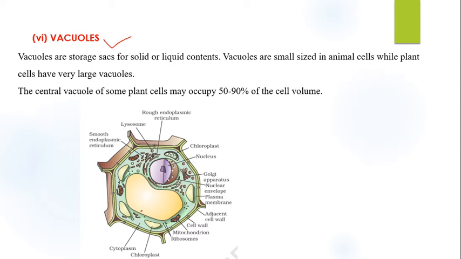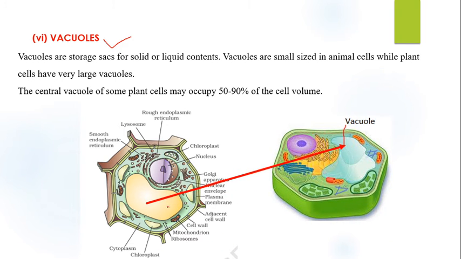You can see here the structure of the plant cell, and this is the cell wall. Clear? And this is the nucleus, and with the nucleus there is the endoplasmic reticulum, and with the endoplasmic reticulum there is attachment of the Golgi apparatus. You can see it better here, this is the Golgi apparatus. Clear? You can see that more space is occupied by the vacuoles.